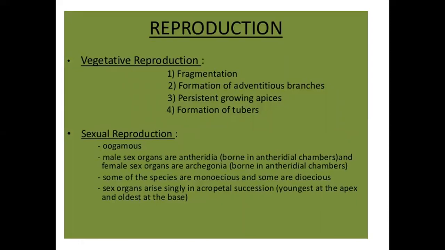Reproduction. Vegetative reproduction occurs by means of fragmentation, formation of adventitious branches, persistent growing apices, and formation of tubers. Sexual reproduction is oogamous. Male sex organs are antheridia, borne in antheridial chambers, and female sex organs are archegonia, borne in archegonial chambers. Some of the species are monoecious and some are dioecious. Sex organs arise singly in acropetal succession, youngest at the apex and oldest at the base.